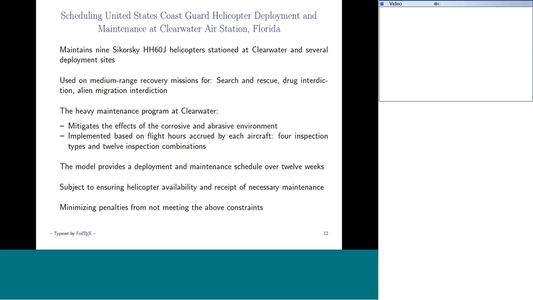That would mean that the aircraft would be down for a certain amount of time. This is, of course, all preventative maintenance, so it's scheduled. It's not the maintenance that would come up due to some emergency. So the idea is that over a 12-week horizon, we wanted to provide not just a schedule of how these aircraft were supposed to deploy, but also when they were supposed to go into maintenance.